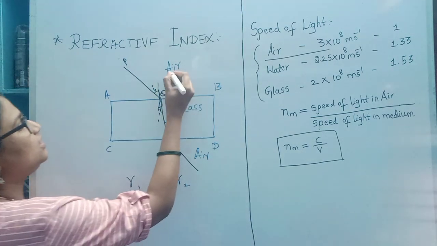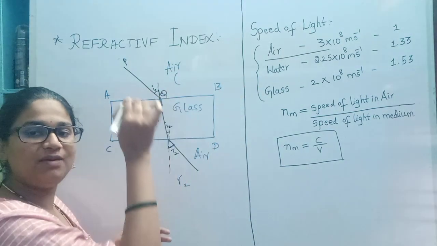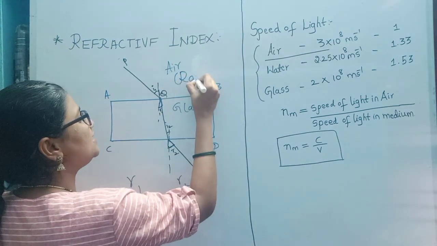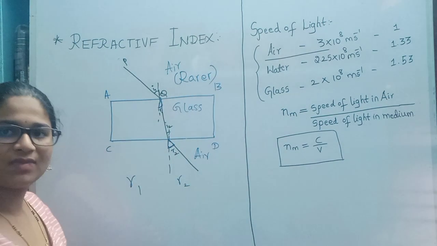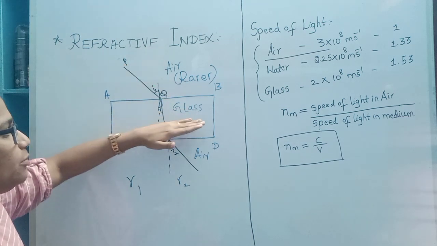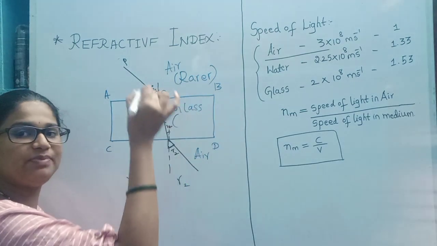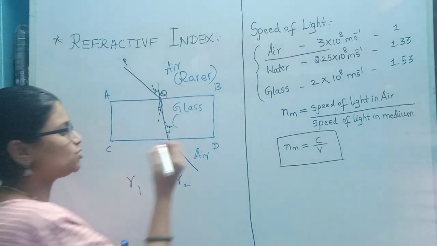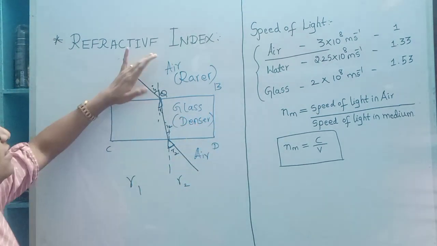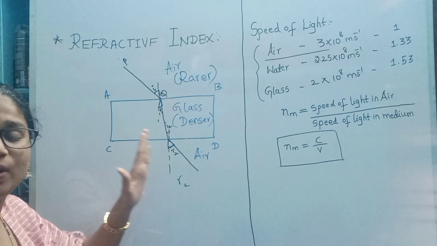So the medium which has a lesser refractive index, or in which the speed of light is more, is considered a rarer medium. What do you mean by denser? Where the refractive index is more or the speed of light is less, that is called a denser medium. So when a light ray travels from a rarer medium to a denser medium, the refracted ray moves towards the normal.